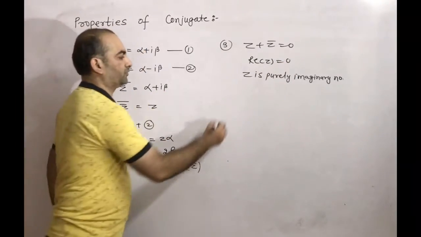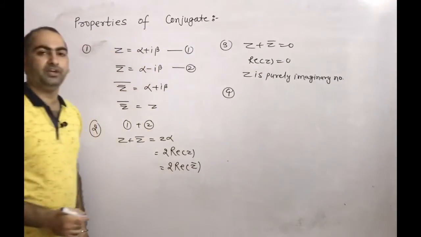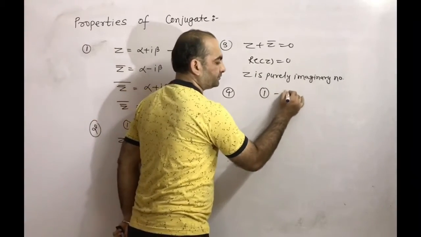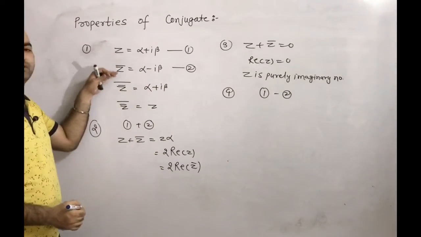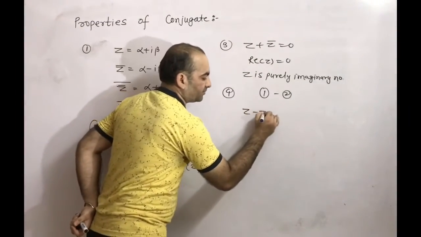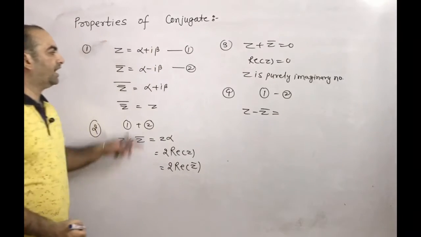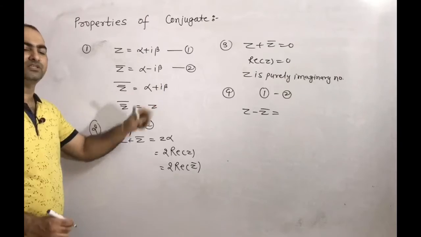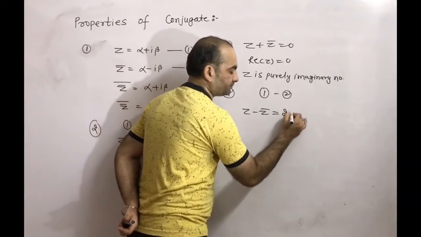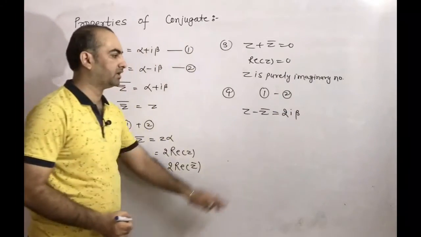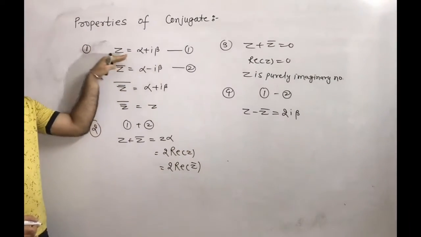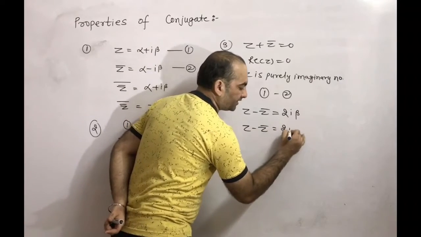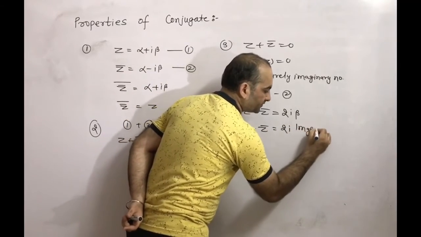Now property number 4. If you subtract, equation 1 minus equation 2, then what will come? z minus z bar. So z minus z bar is: alpha minus alpha gets cancelled, iota beta minus of minus iota beta, that is 2 times iota beta. Okay, and beta is the imaginary part of z. So what you can write is z minus z bar equals 2 times iota times the imaginary part of z.